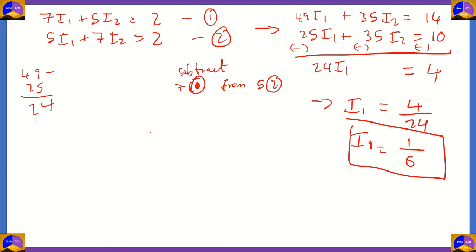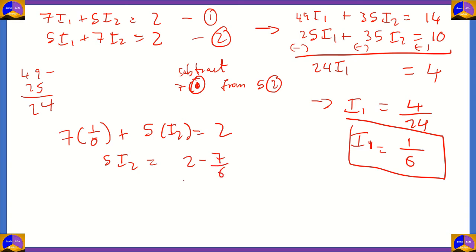So we know the value of I1. Now let's apply the value of I1 in equation 1. So 7 times 1 by 6 plus 5 times I2 equals 2. So 5I2 equals 2 minus 7 by 6. So that is 12 minus 7 by 6. So that is 5 by 6. Therefore, I2 will be equal to 5 by 6 divided by 5. So that is 5 by 6 into 1 by 5. So therefore, you get 1 by 6 again.